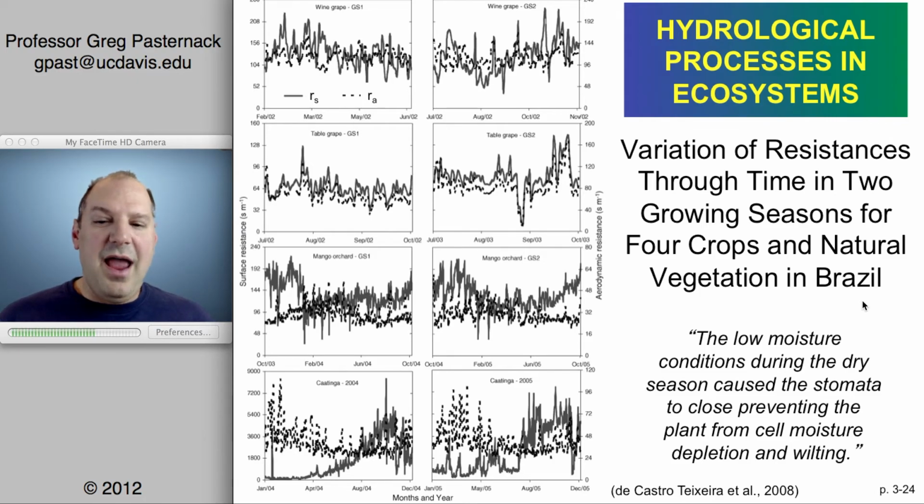Speaking of variability through time, returning to our Brazil case, here are wine grape, table grape, mango, and Caatinga again. On the left growing season 1, on the right growing season 2. The aerodynamic resistance is the dashed line, the canopy surface resistance is the solid line, and you can see how those values are varying through time. In some cases they're both relatively similar and showing the same results, but by the time you get to the Caatinga tree, you can see that the wind is doing one thing, but the canopy is doing something quite different. So the Caatinga really stands out.